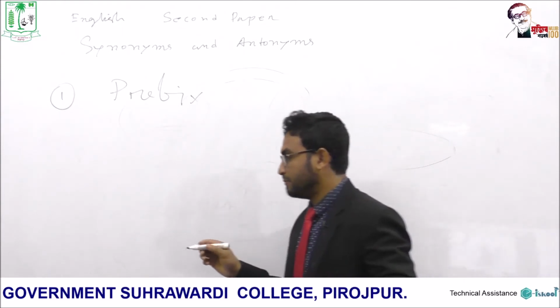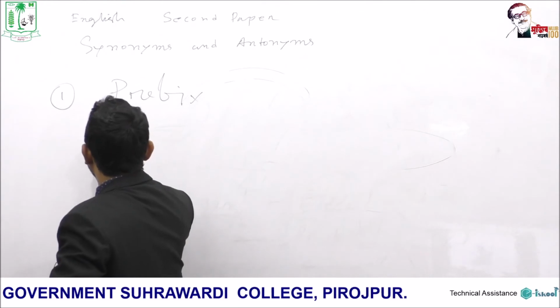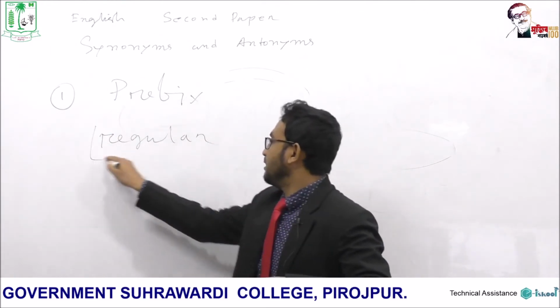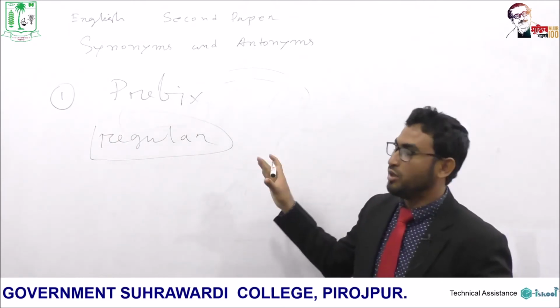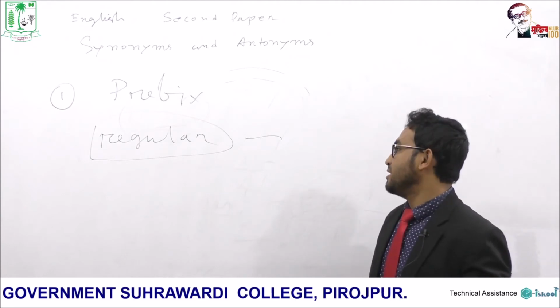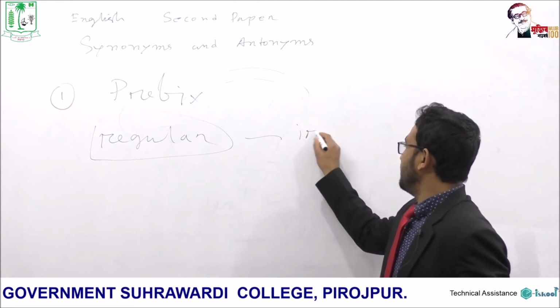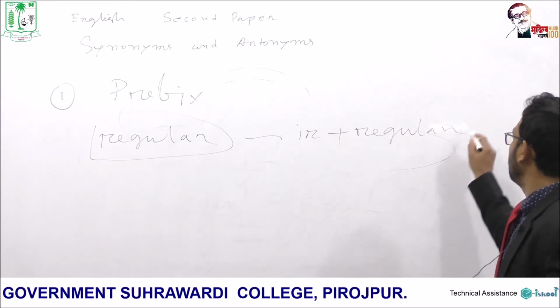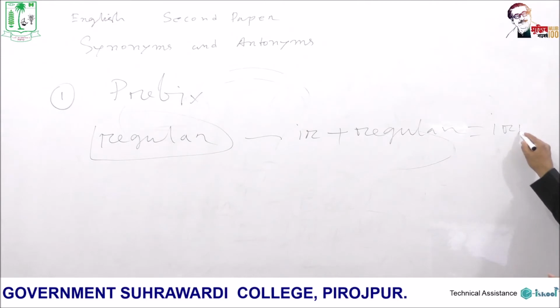For example, regular. This is a word, and you want to develop the antonym of the word regular. What would be the antonym of the word? Just add a prefix, ir plus regular. It would be irregular. So regular, ir plus regular, irregular.